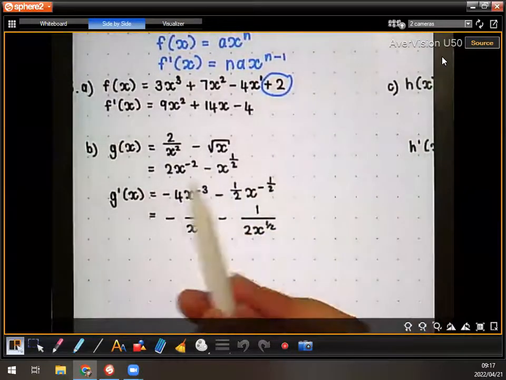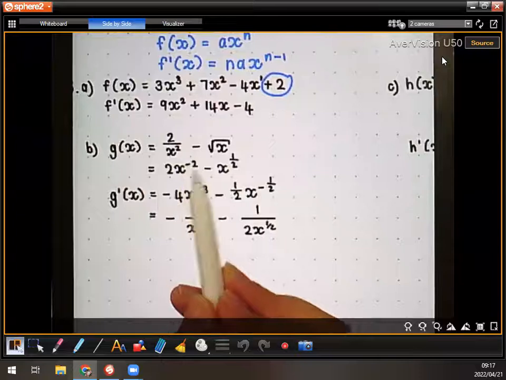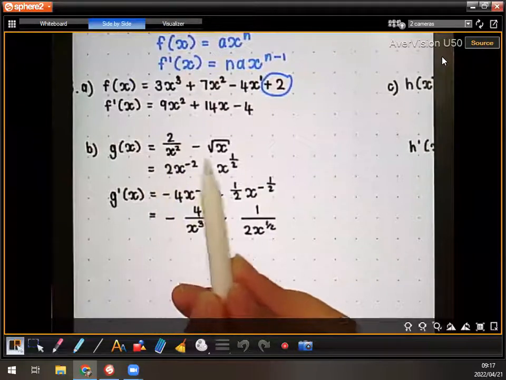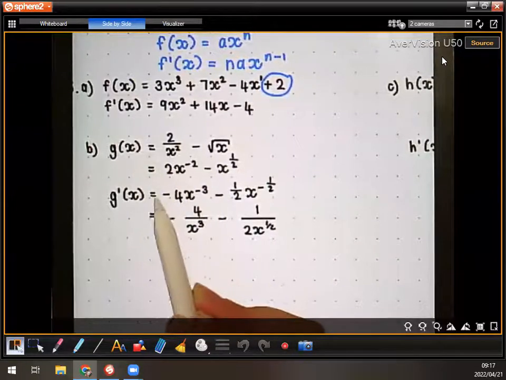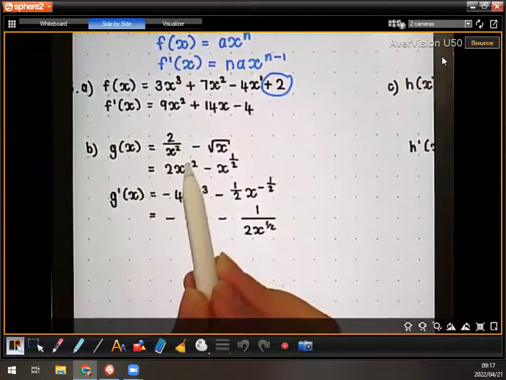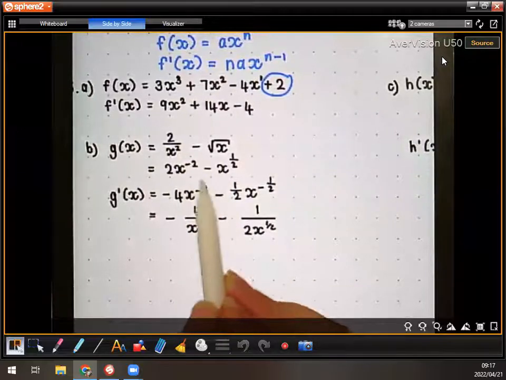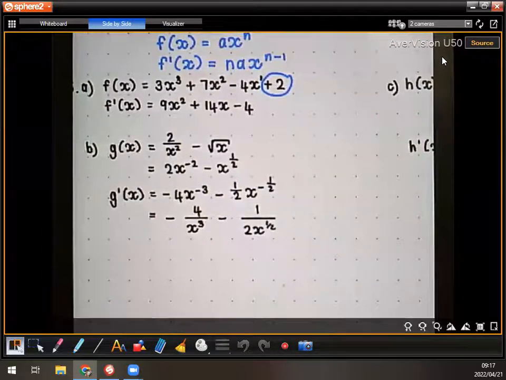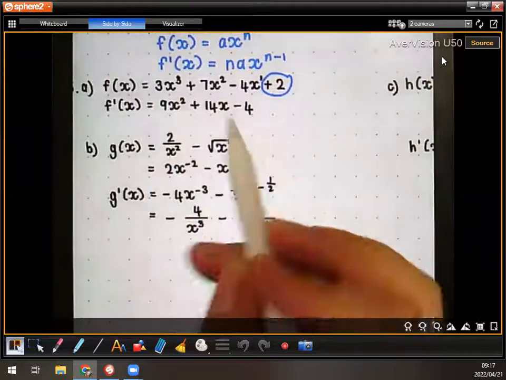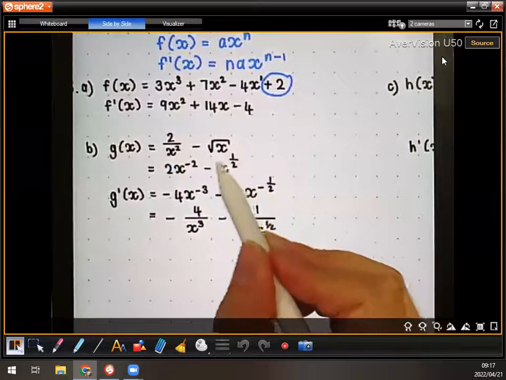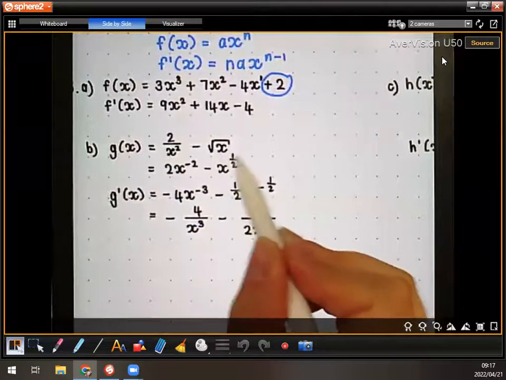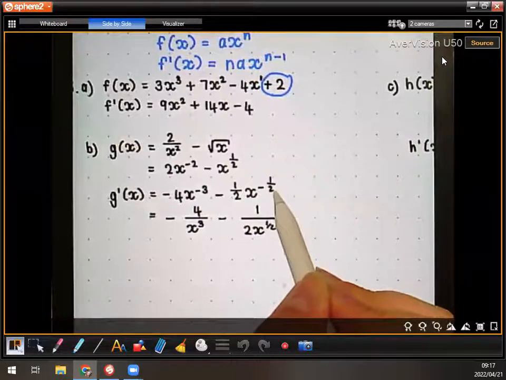So now when you're finding the derivative of this, you're going to say 2 times negative 2. So you take that exponent to the front, that's negative 4. x to the, now I'm going to say negative 2 minus 1. That's where negative 3 is coming from. So it's always whatever your exponent was minus 1. For this one, you're going to bring the exponent to the front, a half x, and then a half minus 1 is negative a half.